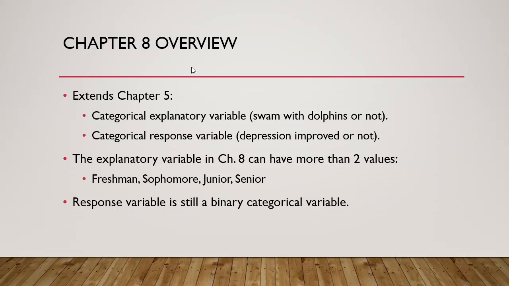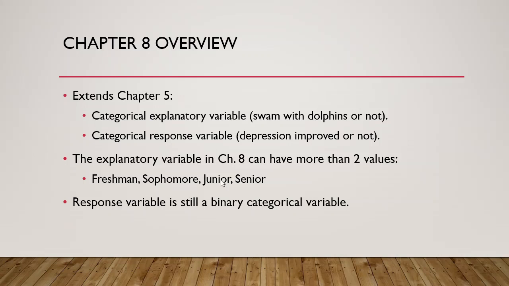So, Chapter 8 is really an extension of Chapter 5, okay? In Chapter 5 we learned how to do inference with two proportions. I think one of the examples we did was the explanatory variable: did people swim with dolphins or not, and then did their depression improve or not. So there was a certain proportion of people who improved, and that proportion was different depending on whether they swam with dolphins or not. So that was kind of the setup. So we had two proportions. We were comparing them. Were those two proportions the same or were they different?